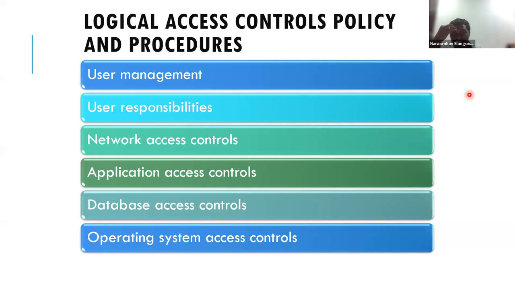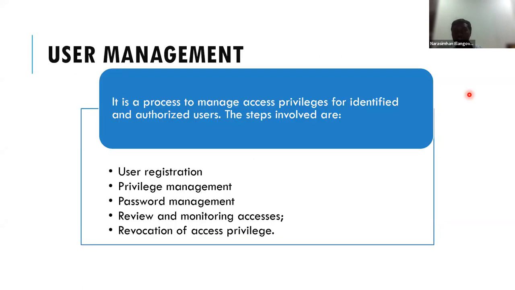The controls: first is user management, who has access, how am I giving access, the entire thing. Second is defining responsibilities. For example, banks send you a message: you shall not share your password with anybody, and other things. So defining responsibilities. Third, having access over network, application, database, or operating system. User management, I think we already spoke of this. User registration, privilege management, password management, etc.